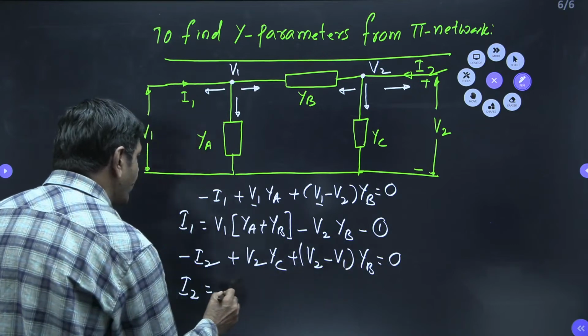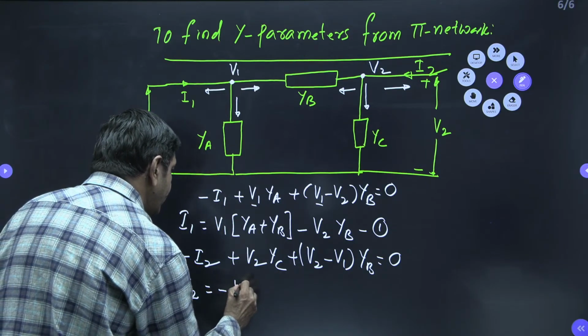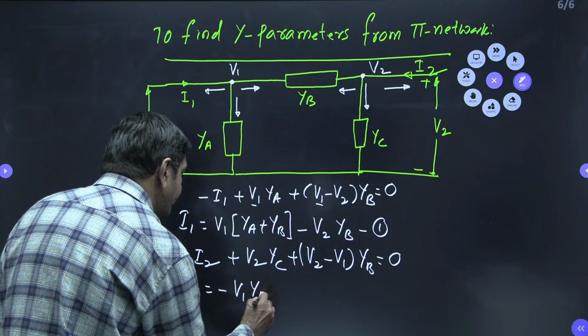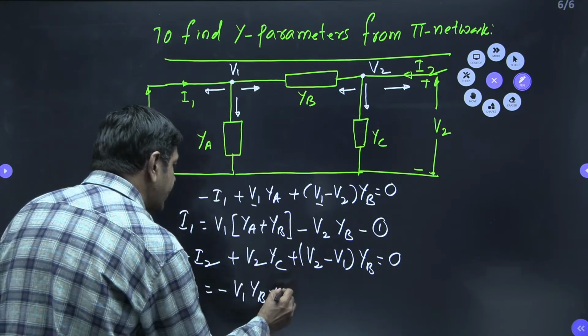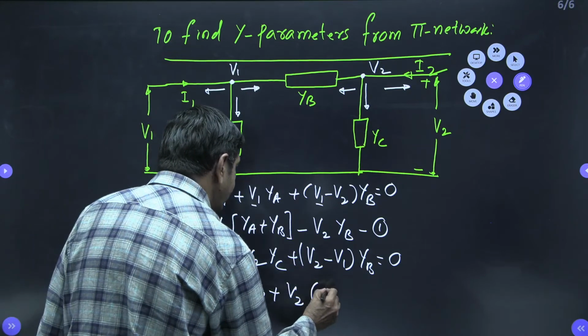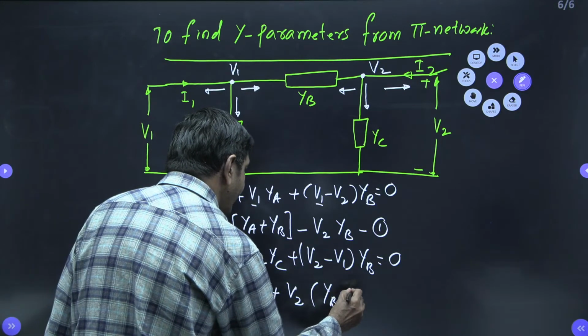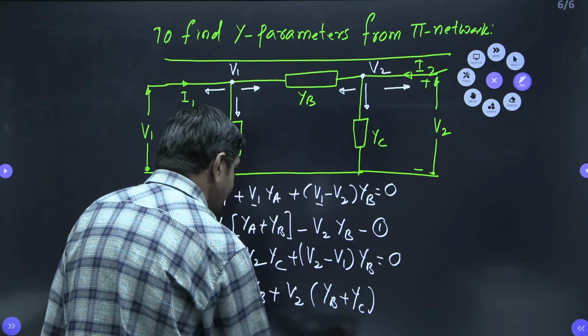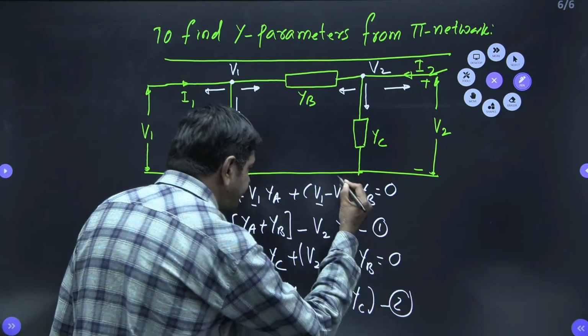minus V1 into YB I am getting here now. Plus V2 is taken common. I will get YB plus YC here now. This is equation number 2.